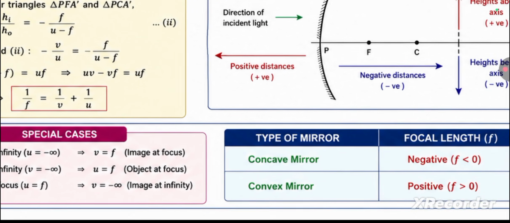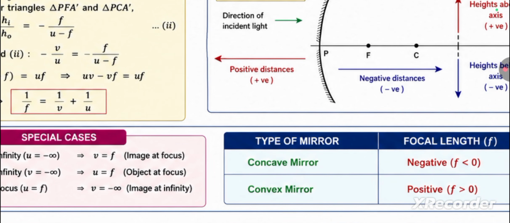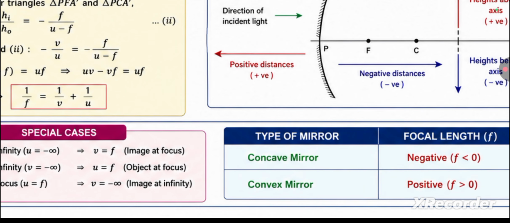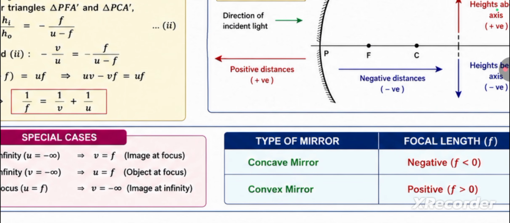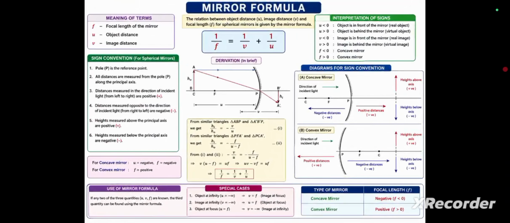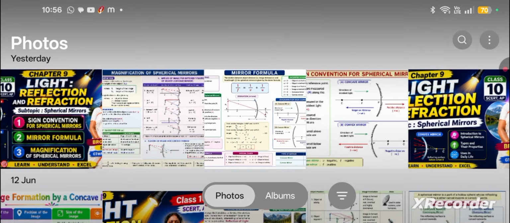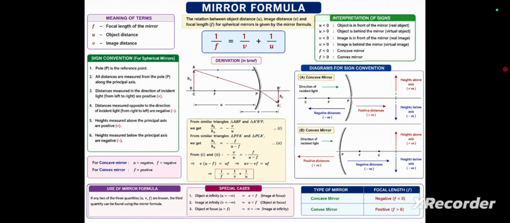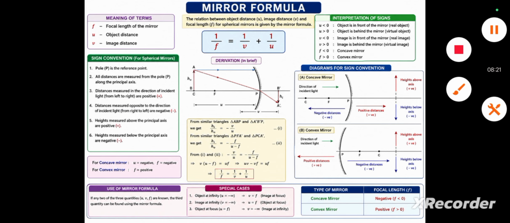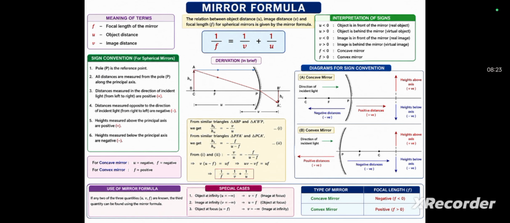Type of mirrors. If we take a concave mirror, then its focal length is negative. If we take a convex mirror, the focal length is positive. Okay, these are the mirror formulas. I hope that all of you understand this session. Then we will discuss the next topic.